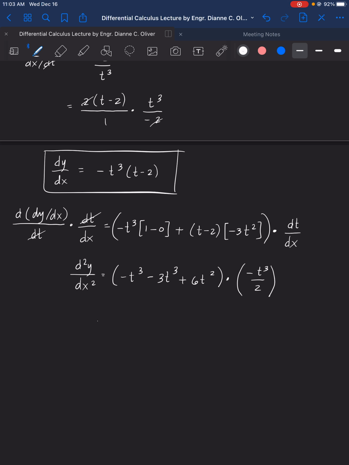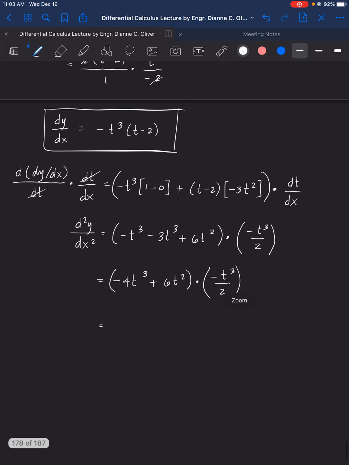Okay. So this is negative 4t raised to 3 plus 6t squared. Then we have here negative t raised to 3 all over 2. So if we observe this carefully, we can now cancel out here. So this becomes 2, this becomes 3. Okay, I hope you get that part there.